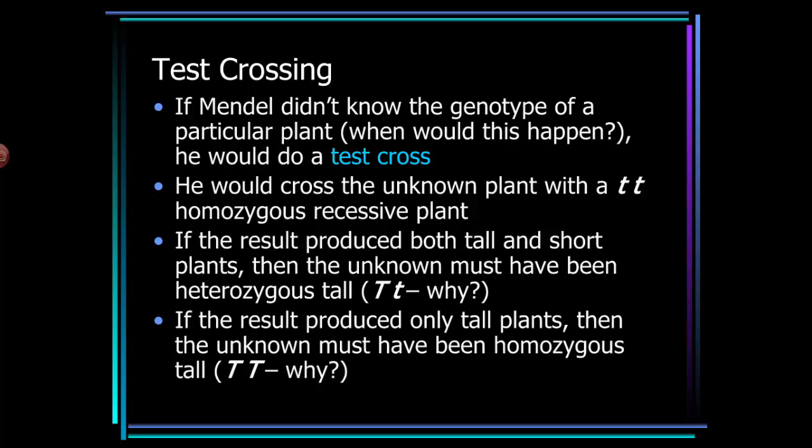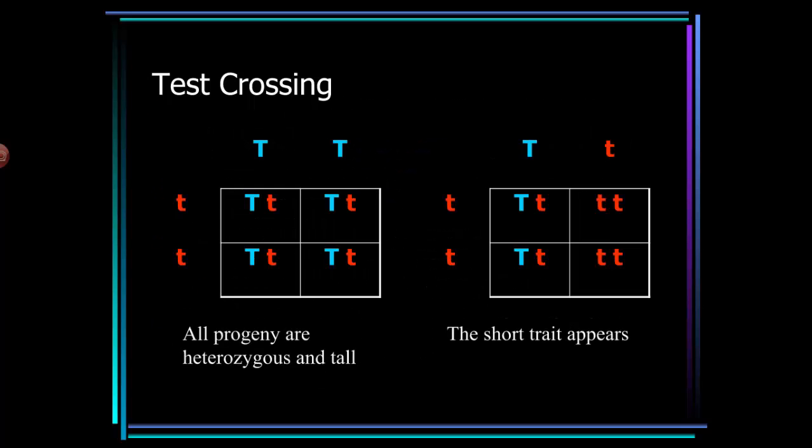Okay? So it looks like this. The left side is the homozygous recessive. That's the one we know for sure. We know it's homozygous recessive because it's going to be a short plant. But we don't know if the top is capital T capital T on the left or capital T lowercase t on the right. Depending on what the offspring look like, we can tell.